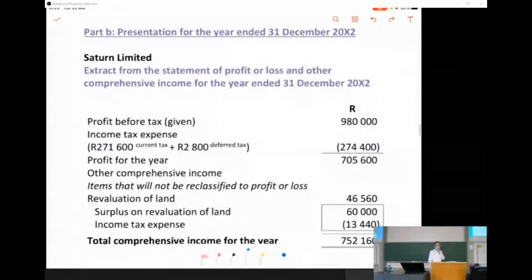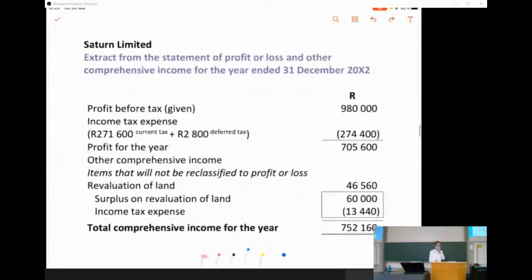Okay, so I just want to quickly show you the SPLOCI. Do you also have Jupiter Saturn? Okay, that's quite important to have the right company name. Okay, so sorry about that. Anyway, we start with the SPLOCI.